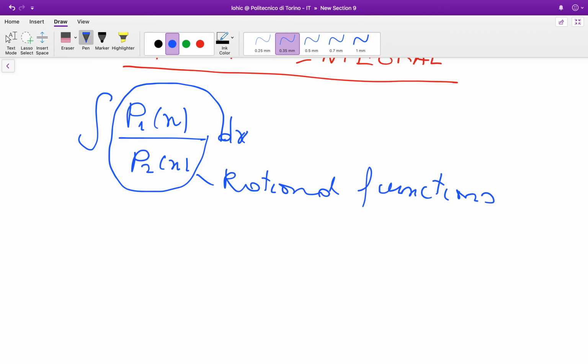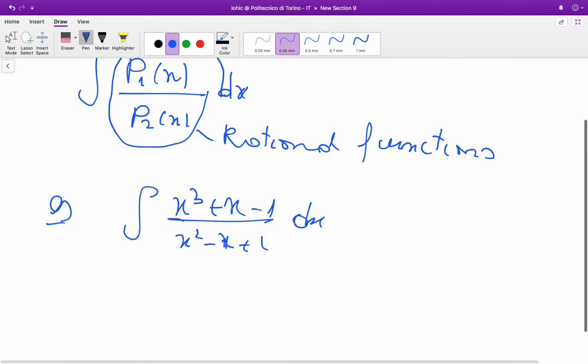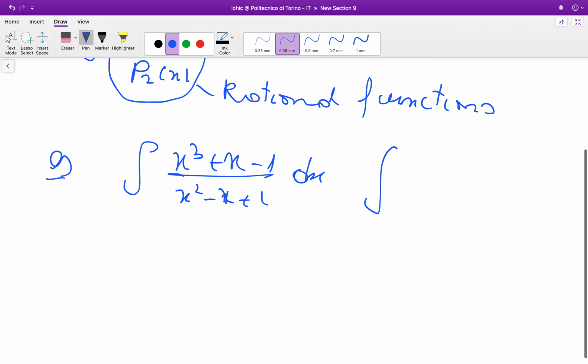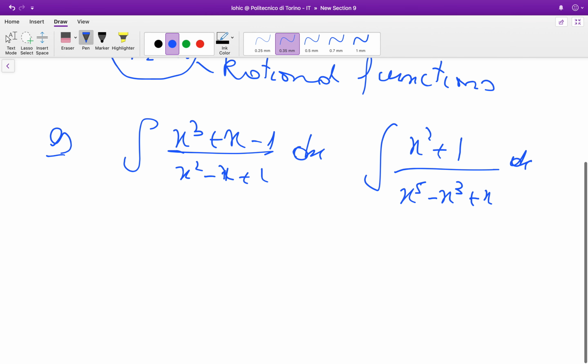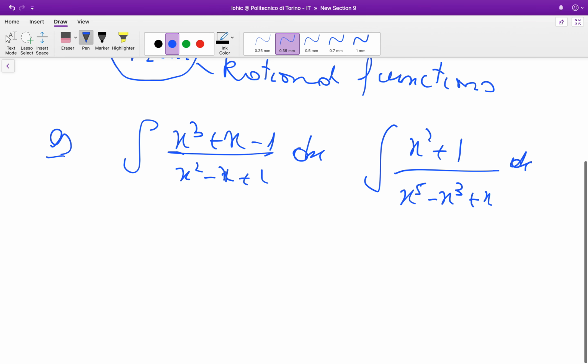So what are the steps? Let's write an example of this. It could be the integral of x cubed plus x minus 1 over x squared minus x plus 1 dx, or maybe the integral of x squared plus 1 over x to the power 5 minus x cubed plus x dx. So it could be any polynomial over any other polynomial.